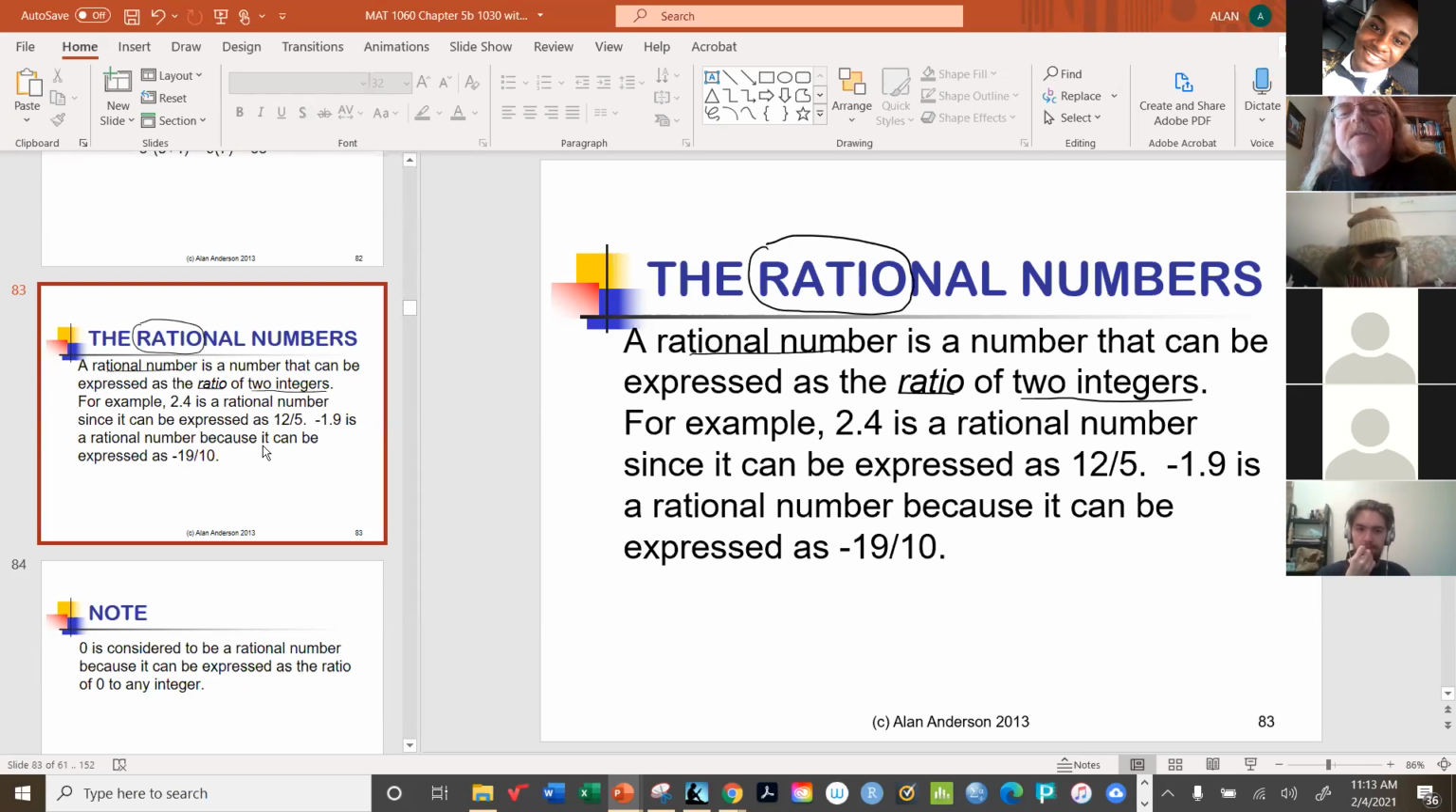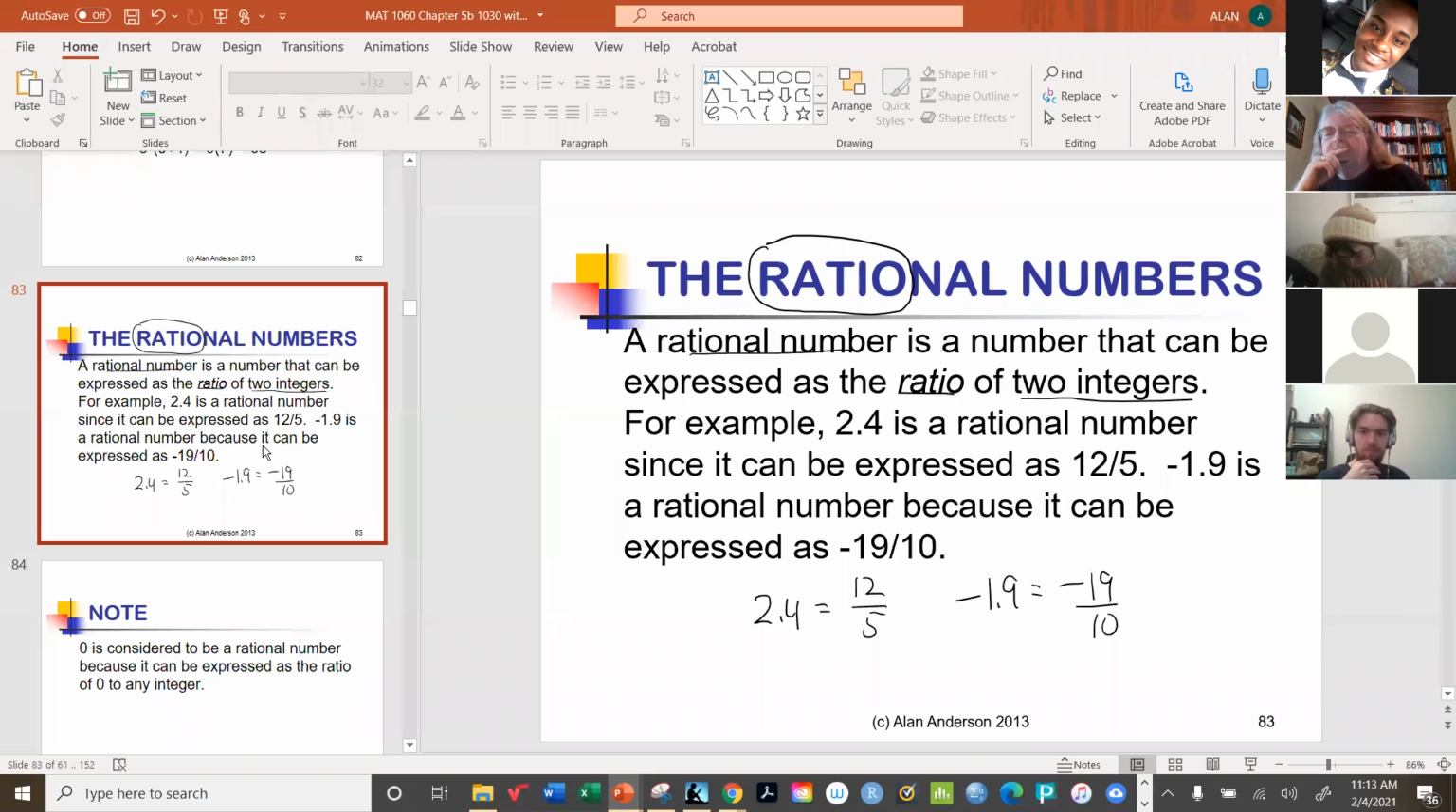Now, here's some very basic examples. 2.4 is rational because it clearly could be written as 12/5. Okay. Negative 1.9, another easy example, because this equals negative 19/10. And of course, these are both integers. Now, it turns out, though, that it's not always easy to identify which numbers are rational and which ones are not. So we're going to learn some techniques to help us figure that out.